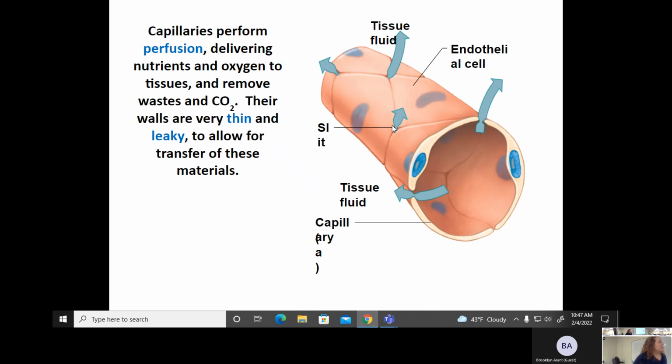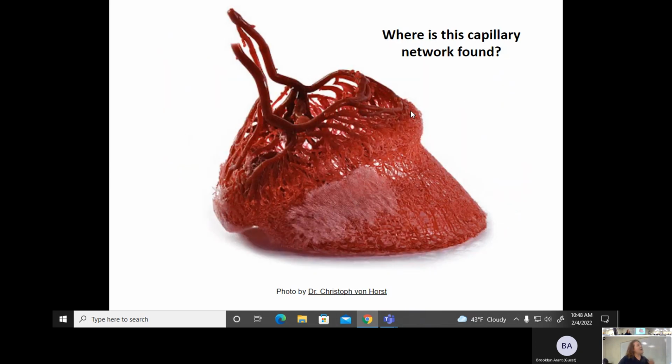It depends on capillaries being thin and leaky. This is very important to what we're going to talk about Monday. How capillaries do perfusion is one of the Monday topics, but they basically don't have any muscle. They're just one cell worth of lining, and then connective tissue around the outside.